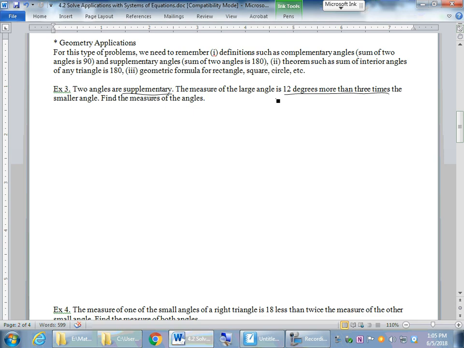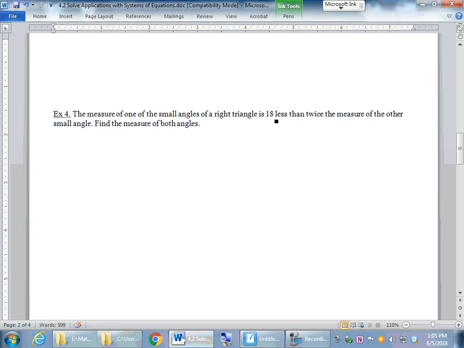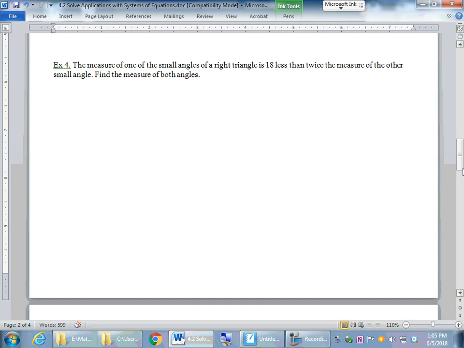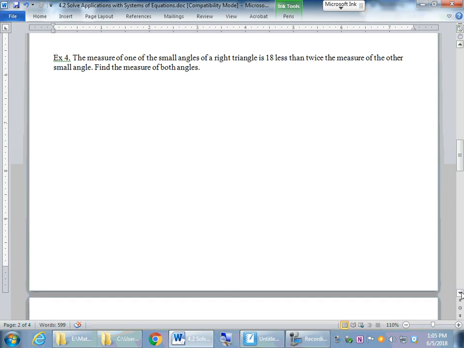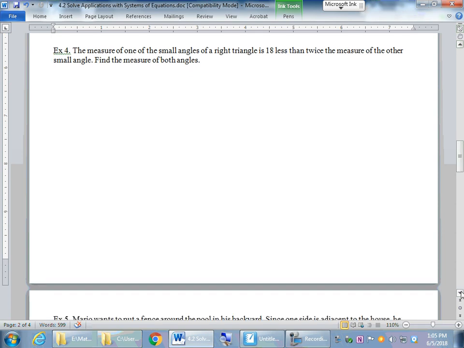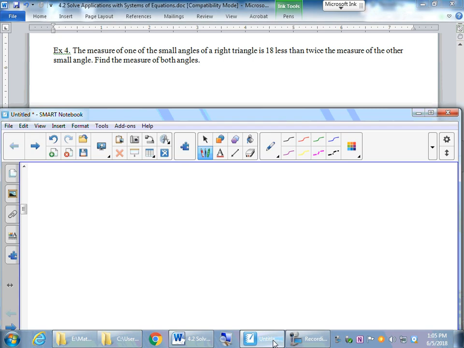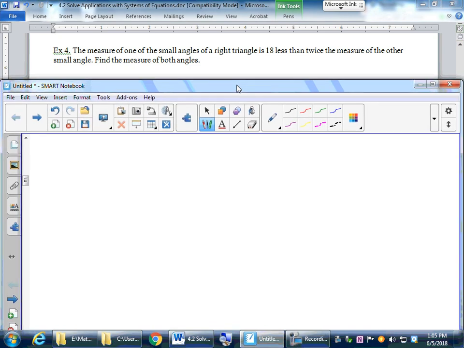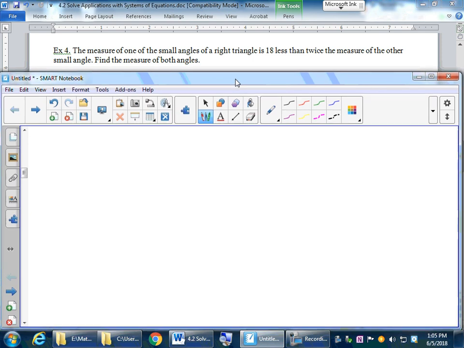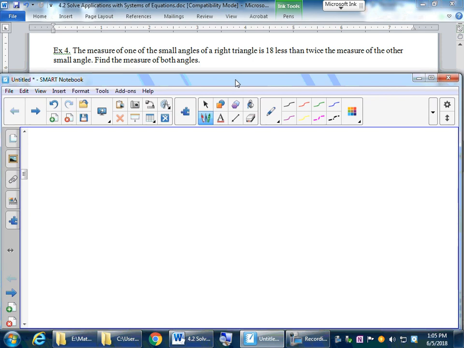So let's take a look at example number 4. Example number 4 tells us the measure of one of the small angles of a right triangle is 18 less than twice the measure of the other small angle. Find the measure of both angles.